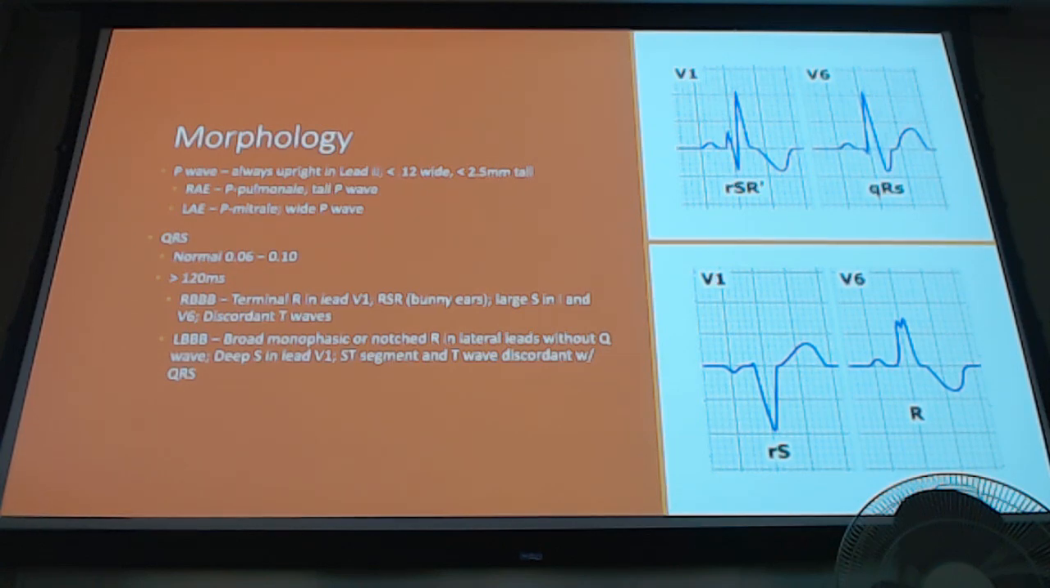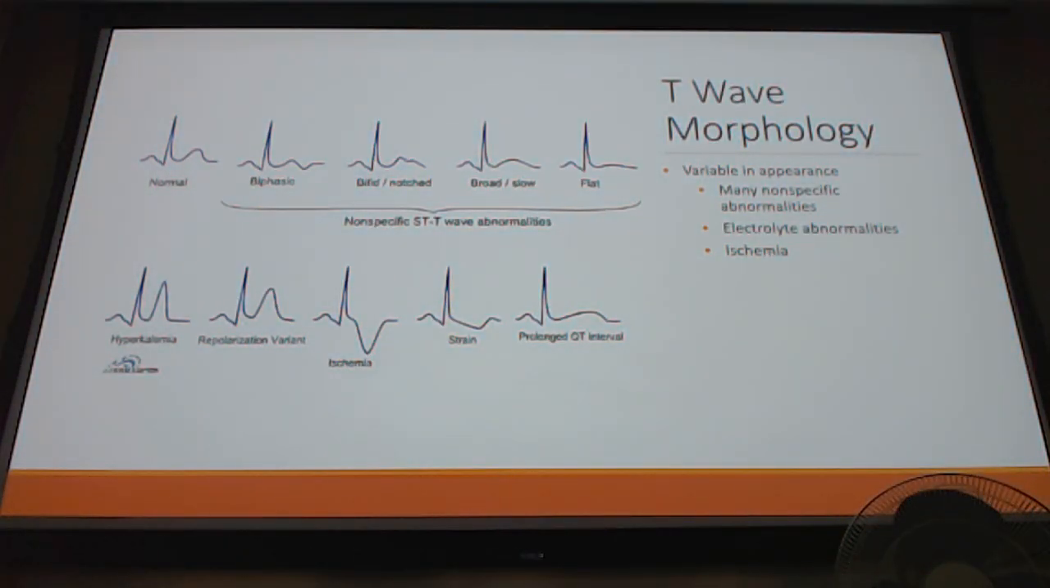And then here's our morphology. So we have our P wave morphology. Is it that peaked P wave, the P pulmonale? And then is it widened? So P mitral, is it a wide P wave? And then we look at our QRS. When it's widened, are we concerned for some sort of bundle branch block? And you can see on the right side, the top one is your right bundle branch block, and the bottom one is your left bundle branch block. But we won't get too crazy in depth with those.